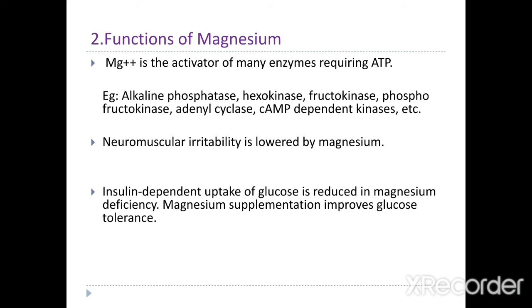The functions of magnesium are: magnesium is an activator of many enzymes requiring ATP. Examples are alkaline phosphatase, hexokinase, fructokinase, phosphofructokinase, cyclic AMP dependent kinases, etc. Neuromuscular irritability is lowered by magnesium. Insulin dependent uptake of glucose is reduced in magnesium deficiency. So, magnesium supplementation will improve glucose tolerance.